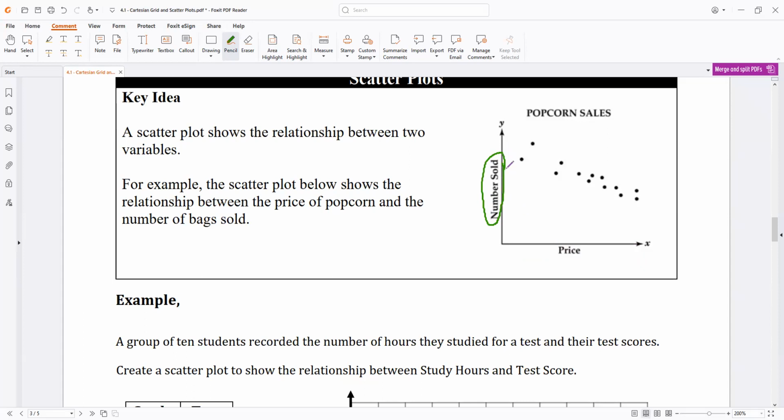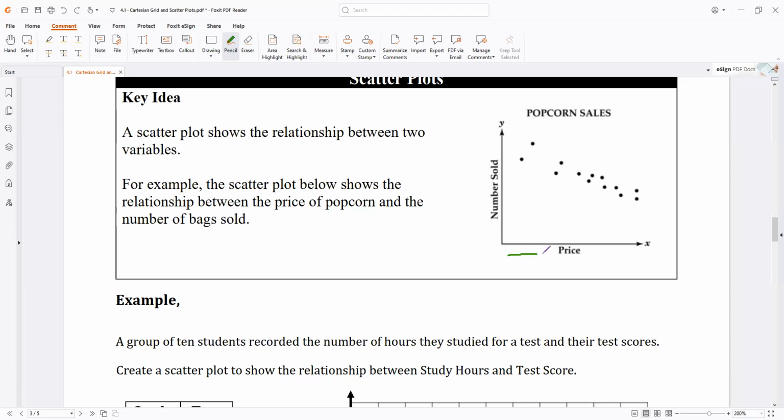Of course, if you've ever been a cashier at a store, or if you've ever dealt with business or money or anything like that, you would know that how much you sell is not the same every day. So that can also vary. For example, the scatter plot below shows the relationship between the price of popcorn and the number of bags sold. Does this pattern make sense?